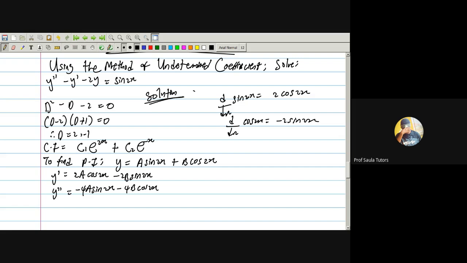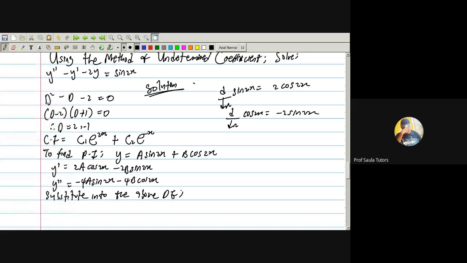Therefore, substituting into the above differential equation. Here you have y prime prime, so put this y prime prime here. What we have is minus 4a sine 2x minus 4b cos 2x. Then you have minus y prime. What's my y prime? This. I'll be having minus 2a cos 2x plus 2b sine 2x.